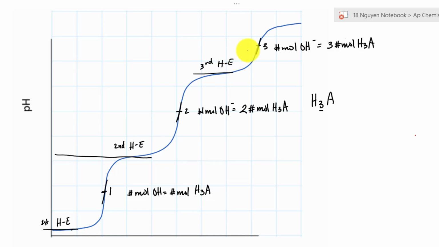What's so special about the half equivalence point? At this point right here, let's label this pH. This pH1 is equal to your pKa1, and this pH2 is equal to your pKa2, and over here, your pH3 is equal to your pKa3. So we can actually look at the graph and determine each one of those pKa. And if we know pKa, we can solve for Ka as well. So these are some of the properties of a polyprotic acid that we can determine by just looking at its titration curve.